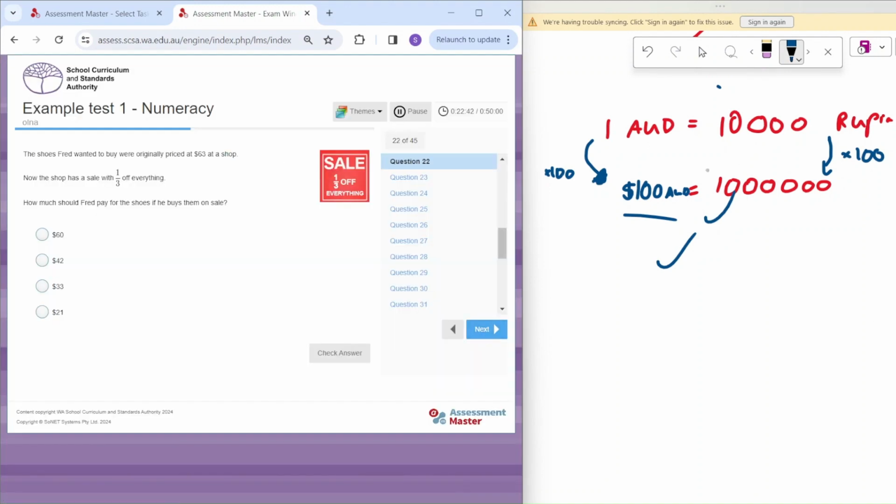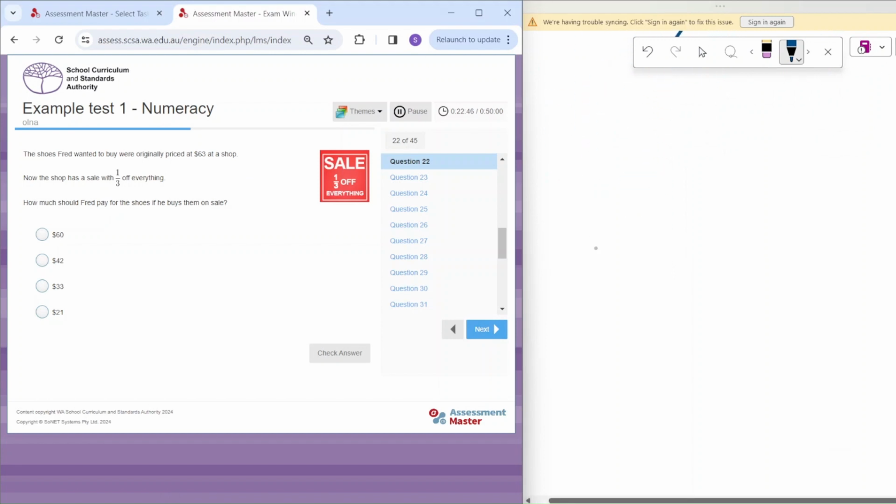Alrighty, the shoes Fred wanted to buy were originally priced at $63 at a shop. Now the shop has a sale with a third off everything. How much should Fred pay for the shoes if he buys them on sale? Great. So we're trying to find what is a third less than 63.